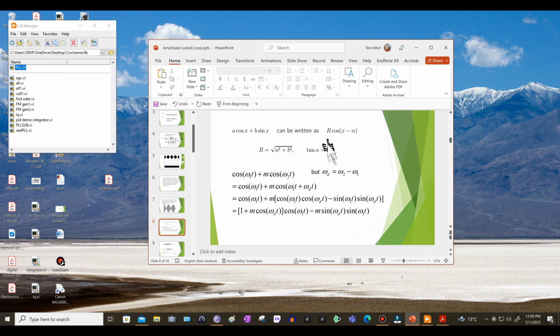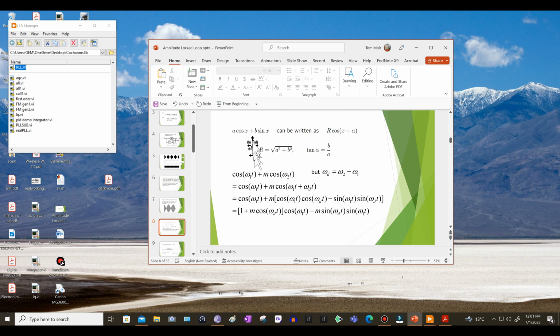Alpha, in other words, is arctan of b over a, and r is the envelope, which is the square root of a squared plus b squared. So if we apply this method to the sum of two carrier waveforms, we've got cos omega 1, let's say the one that I'm really interested in, I'll call that the dominant carrier if you like, plus m, and m is a scaling factor. It's going to be 0 if there's no interference, upwards to whatever you want it to be, usually equal to 1 or slightly greater than 1. And we define the difference between these two frequencies. That's omega 2 minus omega 1.